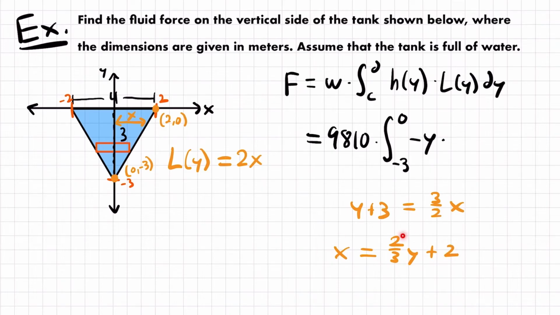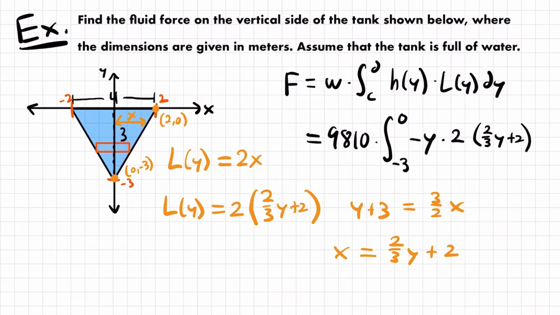All right, and so now this equation is the equation of this line in terms of y, and so we can plug this in for x, and so we will have that the length in terms of y is equal to 2 times 2/3 times y plus 2. And so now we can place that in our definite integral for L of y. And so we will have negative y times 2 times 2/3 times y plus 2. And that will still be multiplied by dy.